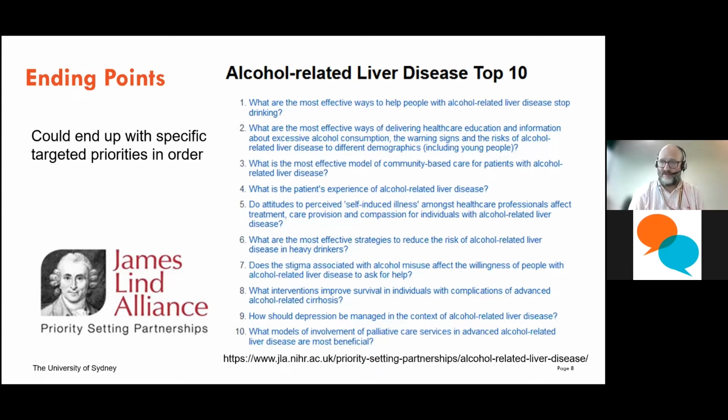So here, for example, what I've got on the screen there is the James Lind Alliance research priorities setting partnership results for alcohol-related liver disease.